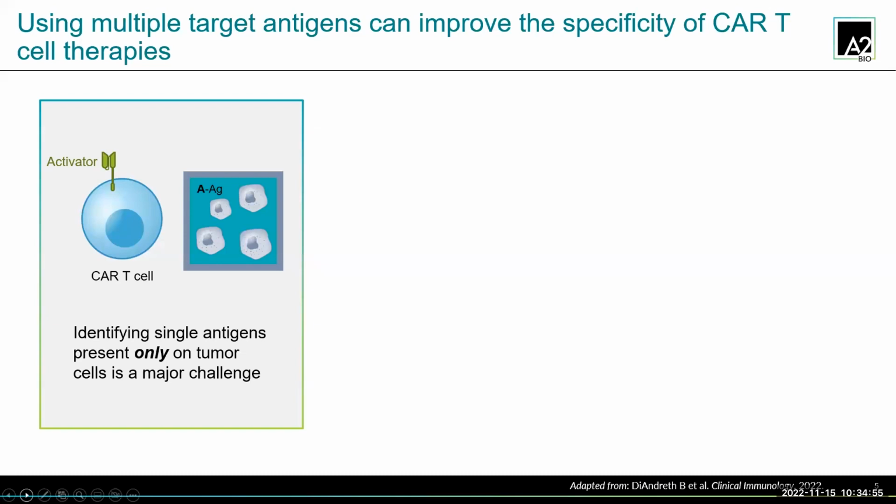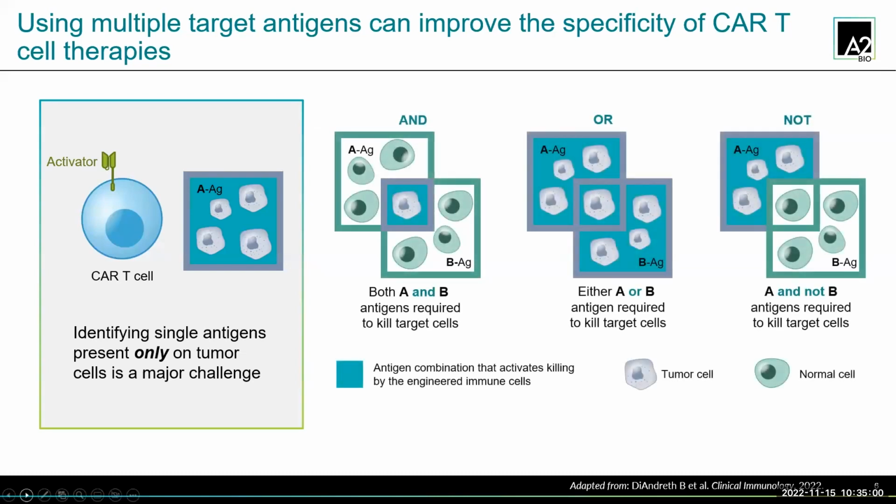So a possible strategy that we at A2 and others have been exploring are logic gate CAR T-cell therapies that target more than one antigen. AND gates, for example, can be used when tumors express both A and B antigens to increase specificity of tumor targeting, while OR gates can be used to increase tumor cell coverage when either A or B antigen is expressed.